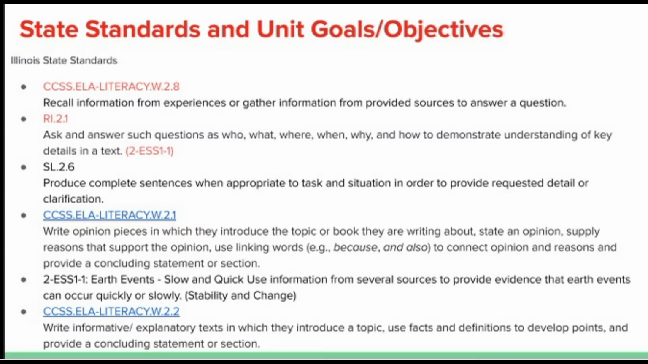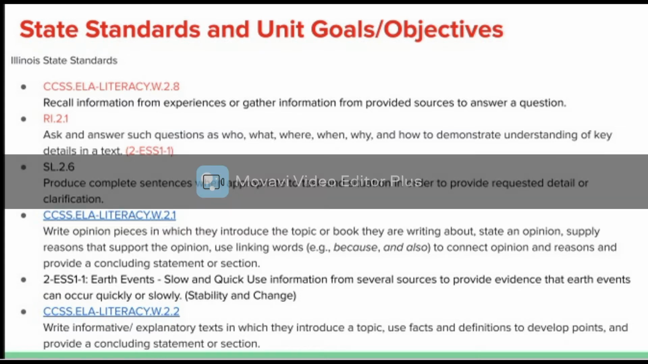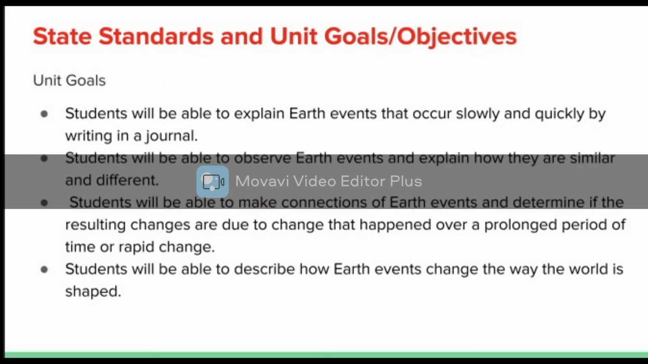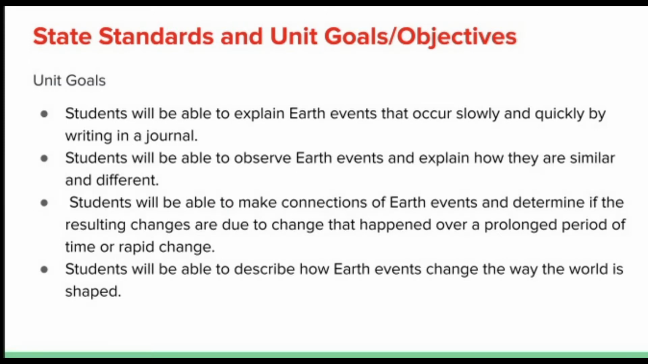is a science standard, which is to use information from several sources to provide evidence that Earth events can occur quickly or slowly. Our unit goals are to be able to have students write and explain Earth events, be able to observe them, be able to make connections, and to describe how they have changed the world.